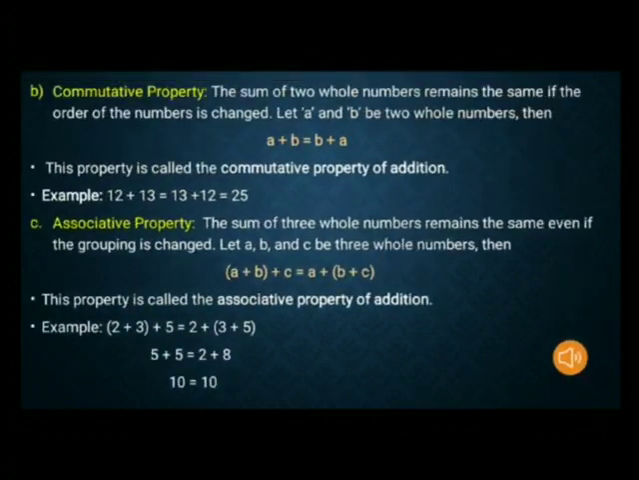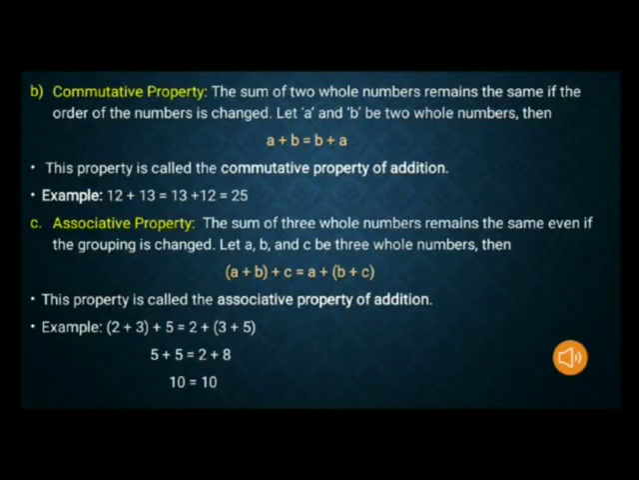Dear students, now let's discuss the commutative property. The sum of two whole numbers remains the same if the order of the numbers is changed. Or you can say, we can add two whole numbers in any order, and their sum remains the same. Let a and b be two whole numbers, then a plus b equals b plus a. This property is called the commutative property of addition. As you can see in the example, 12 plus 13 or 13 plus 12, the answer will remain the same, that is 25.